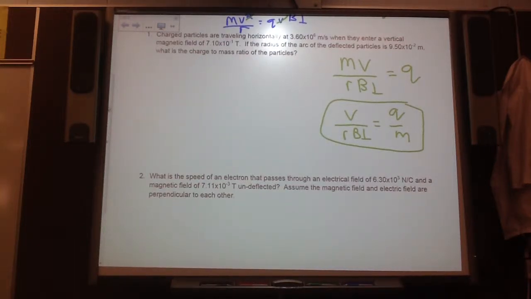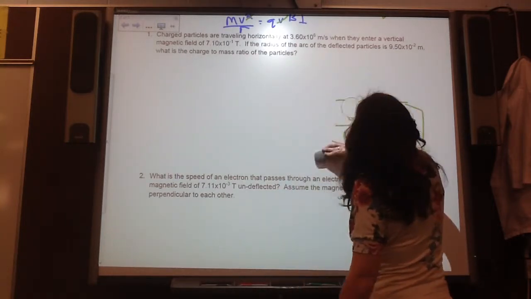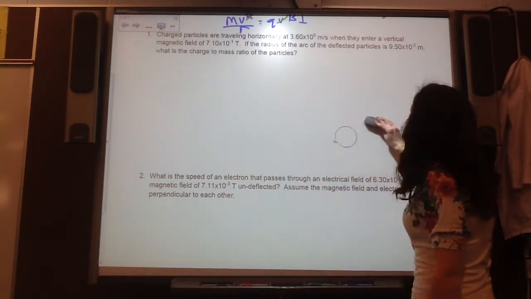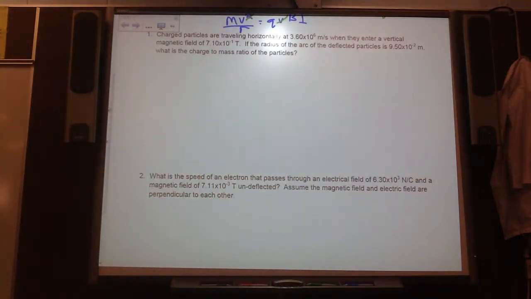So a charged particle, we're not told if it's an electron or not. We're just told it's a charged particle traveling horizontally with a speed when it enters a vertical magnetic field. Okay, so we're dealing with a magnetic field. If the radius of the arc of the deflected particles is such, what is the charge to mass ratio?